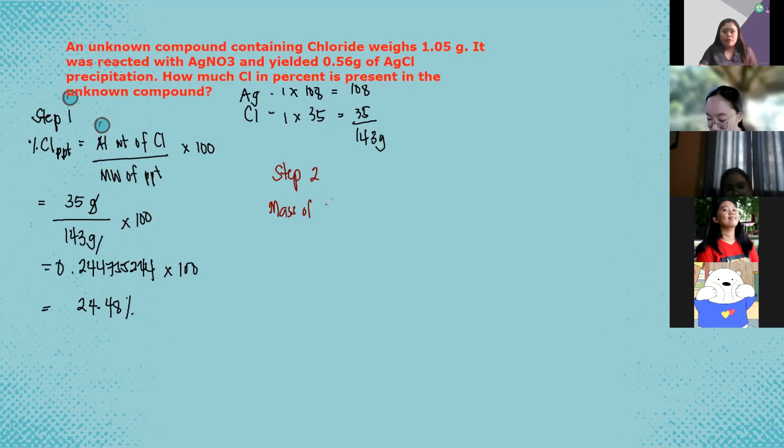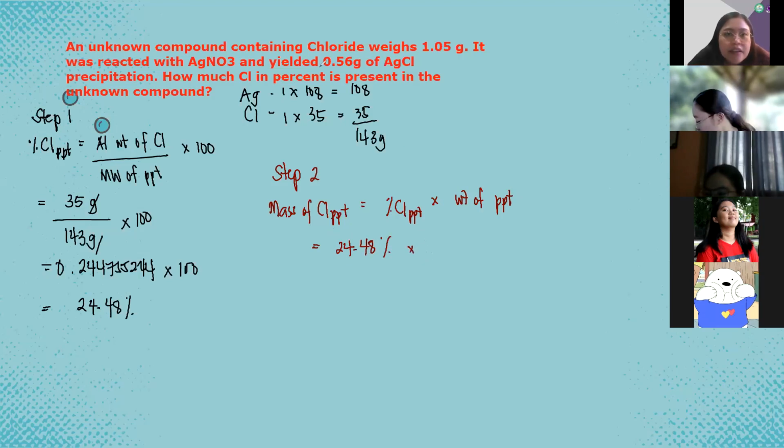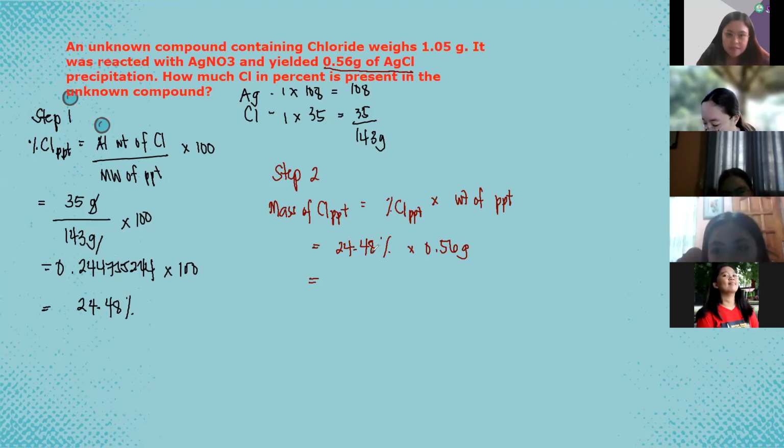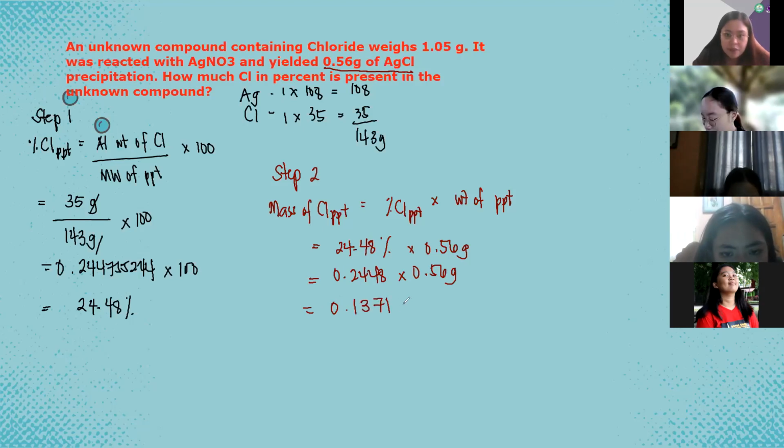So mass of chloride in the precipitate, and this is just the percent chloride in the precipitate times the weight of the precipitate. So what is the computed? 24.48% times the weight of the precipitate in the given yielded 0.56 grams. Okay, so 0.56 grams. Now, itong 24.48, naka-percent ito. So, gawin natin siyang decimal. Paano mo siya gagawing decimal? I-divide sa 100. So, that becomes 0.2448 times 0.56 grams is, let's have 4 decimal places, 0.1371 grams. So this is now for the chloride in our precipitate.